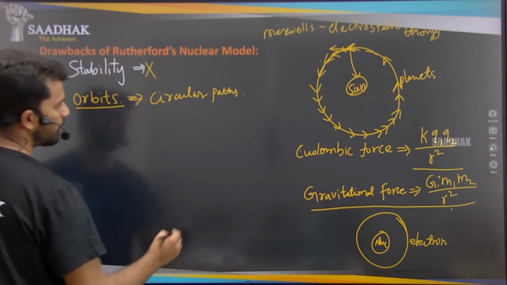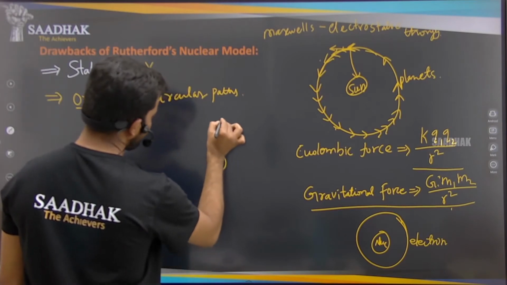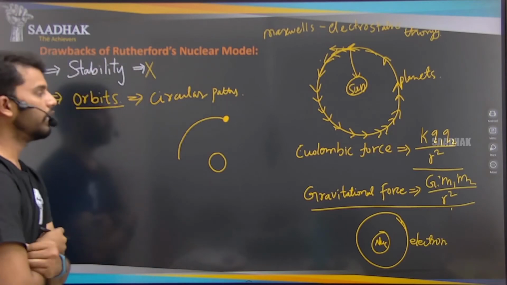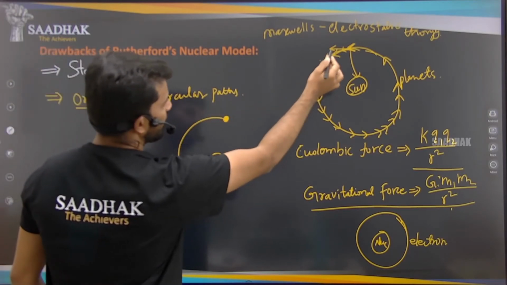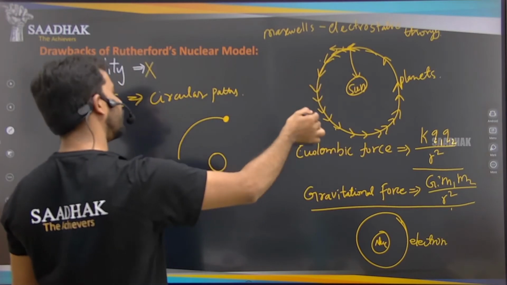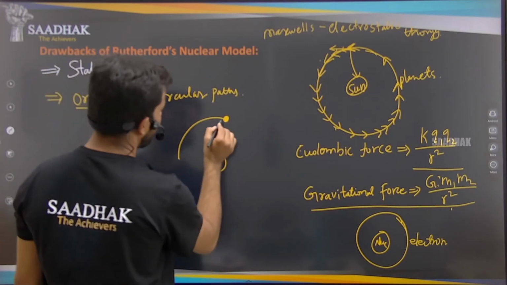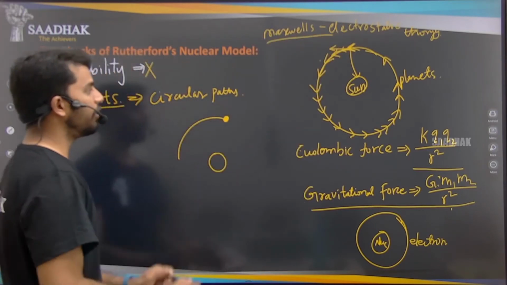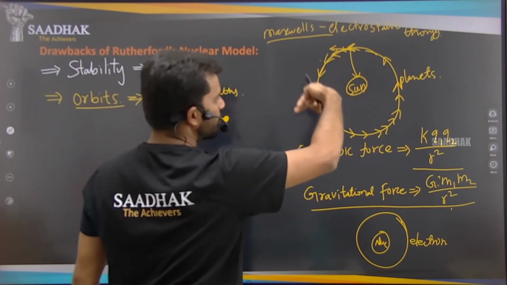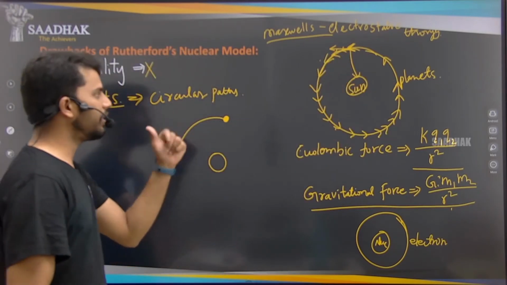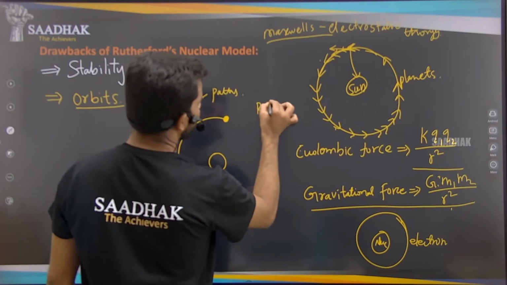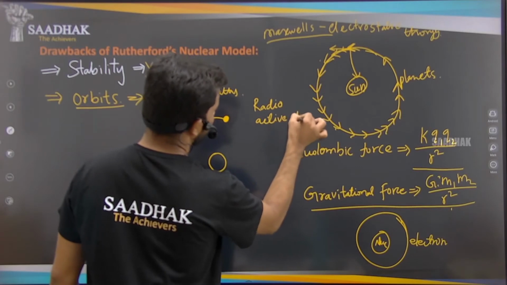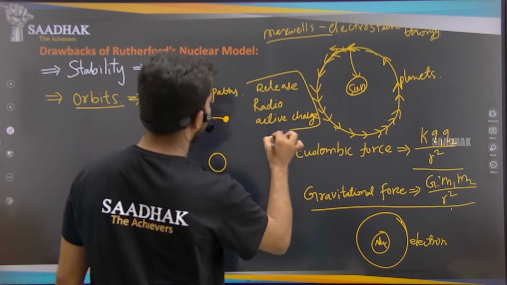So when this object, this electron, is starting at this point, and it is rotating in a circular path with a very high speed, what happens? By using the theory, if any charged particle is moving in this direction, it will release radiation. It will release the radiation.